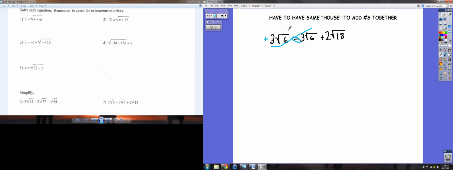We don't really even have to worry about doing anything else with it, but we notice that we can also break radical 18 down. So 2 times, okay, what's a perfect square times the number that's going to give you 18? I hope you said 9 and 2. So let's go ahead and break this down now. We have radical 9, so square root of 9 is 3. So 2 times 3, radical 2, or simply 6, radical 2.